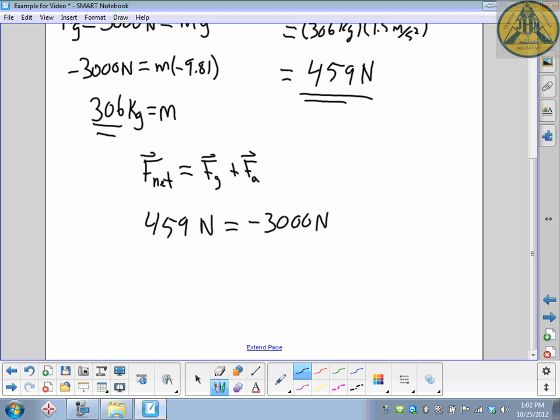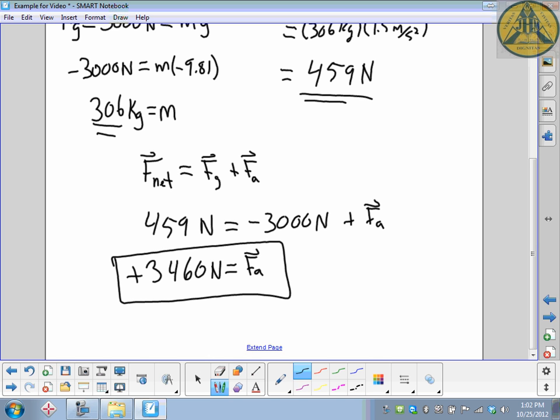And back to our net force equation, 459 newtons equals negative 3,000 newtons plus my applied force. So adding 3,000 to both sides, giving us an answer of about 3,460 newtons as our applied force. It's positive, which means it's directed upwards, so that at least conceptually makes sense. It also makes sense that it's larger than the force of gravity. In order to move an object up, you have to lift with more force than its weight.